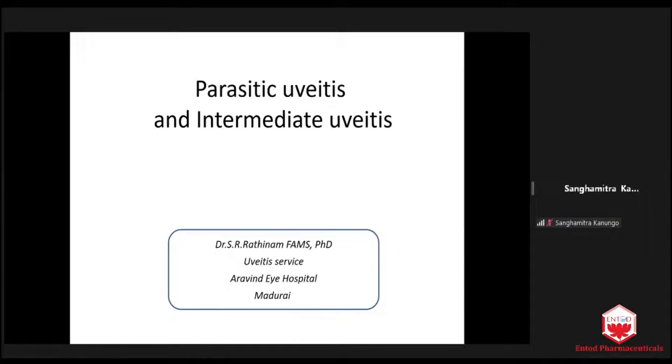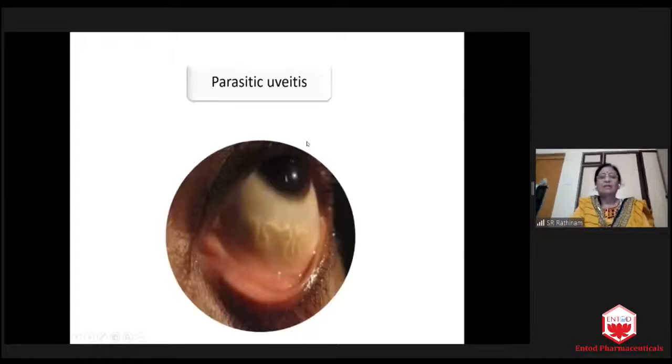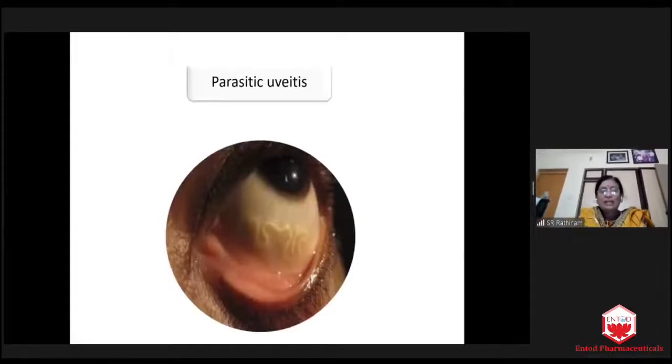Now we have two different topics. One is parasitic uveitis and another is intermediate uveitis. Because we have quite a lot of pictures in parasitic uveitis, I selected that as first choice. The parasitic uveitis will not be as obvious as we see in this picture.